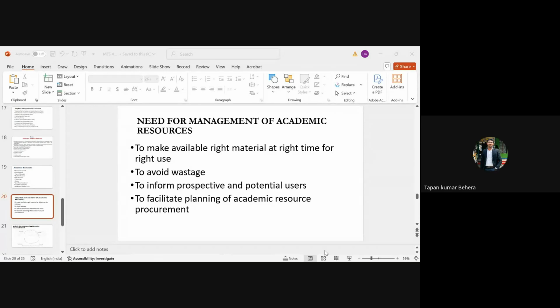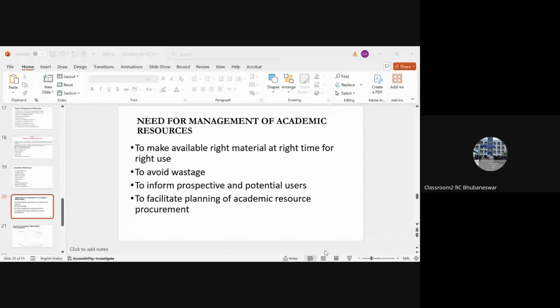Sir, cost effective. Before use, selection is very important. Selection of appropriate, suitable resource or material, then use.